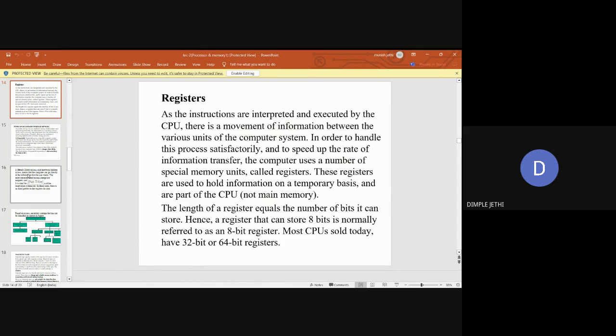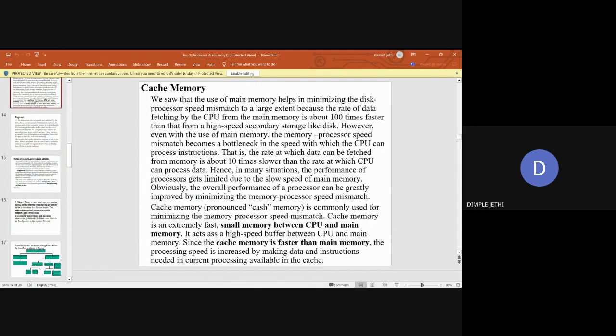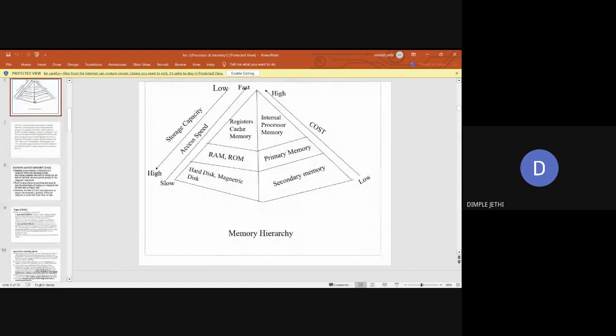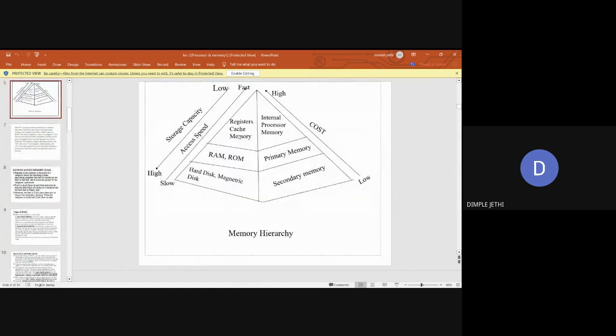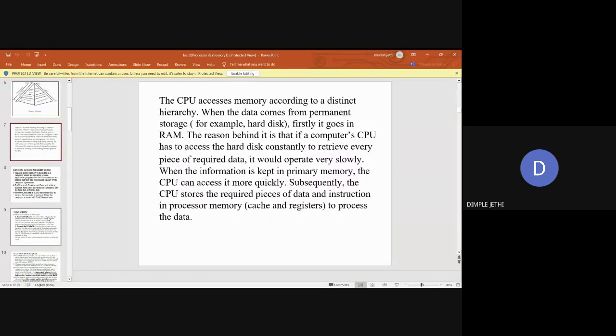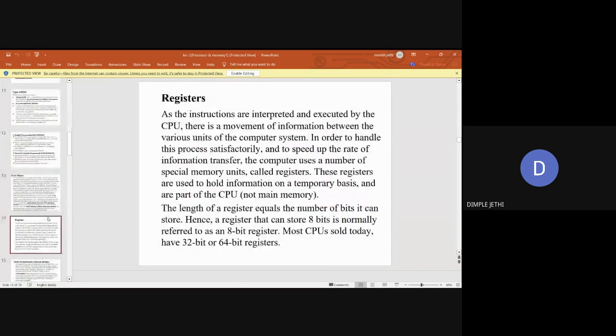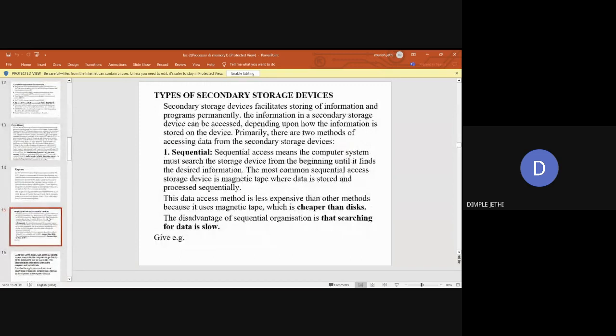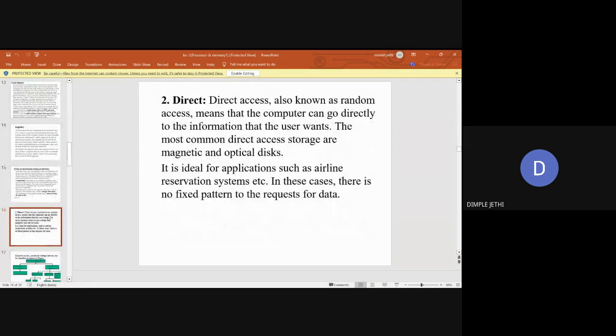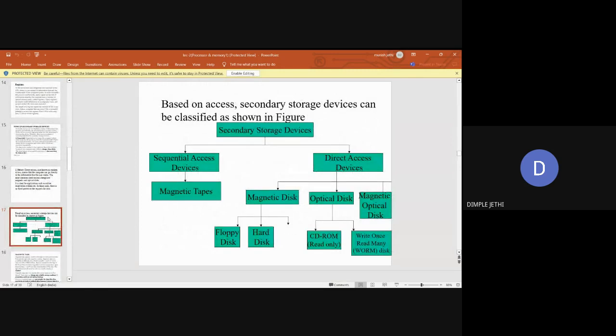So we did the two types of internal memory and two types of primary memory. Now I'll come to the secondary memory part, where we have all these CDs, floppy disk, hard disk, magnetic disk. All these devices come under secondary. First of all, we can divide all these devices into two categories: sequential access devices and direct access devices.